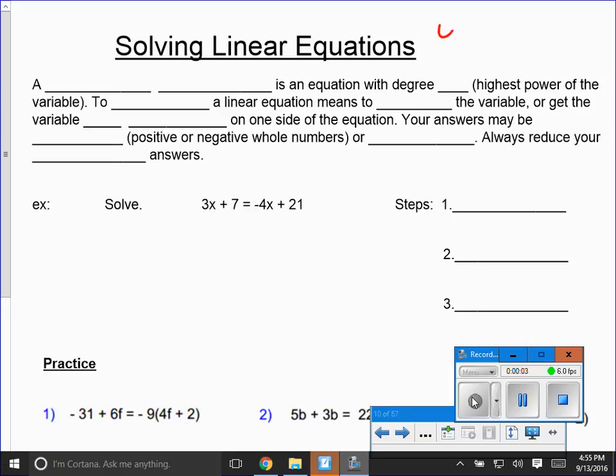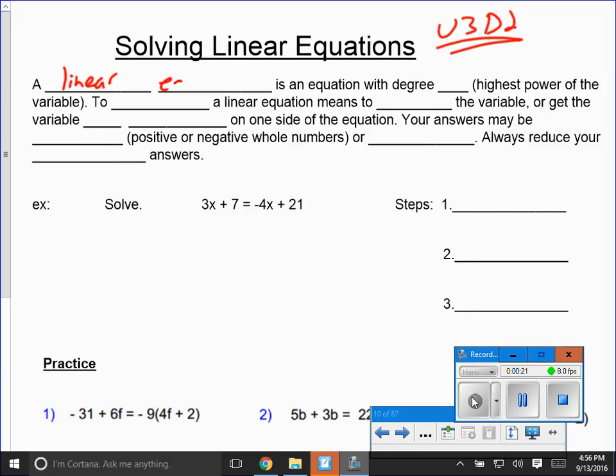Going to be our video for Unit 3, Day 2. So yesterday we learned all about polynomials, combining like terms, working with different pieces in algebra, and now today we're actually going to take that and start solving equations. So what we're going to solve today is linear equations.